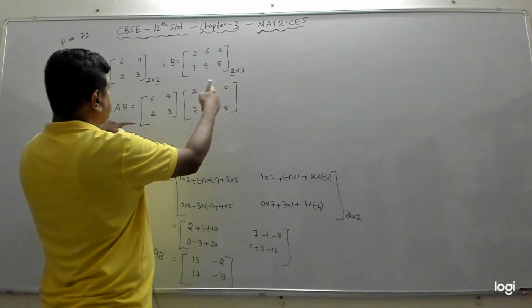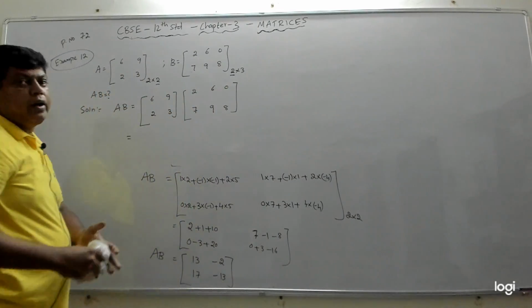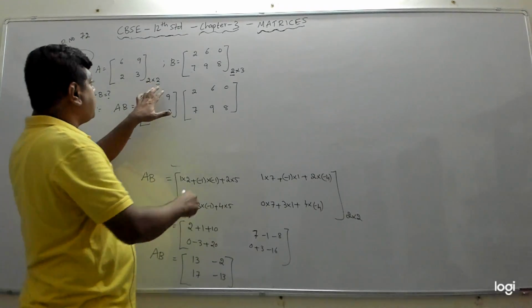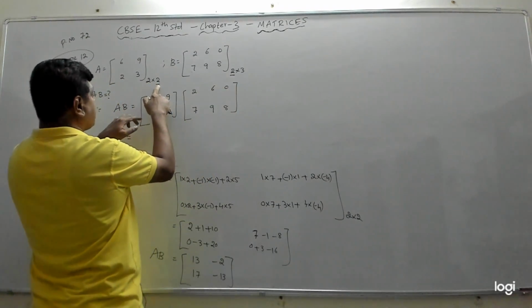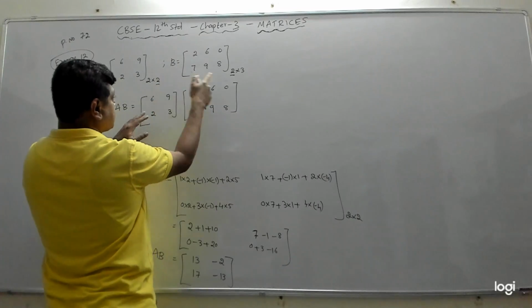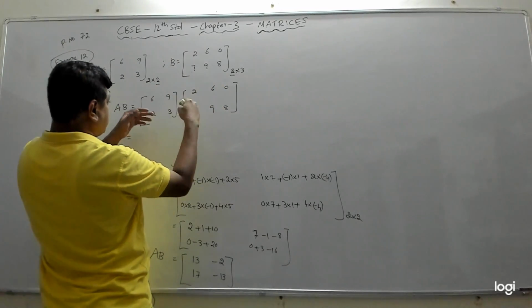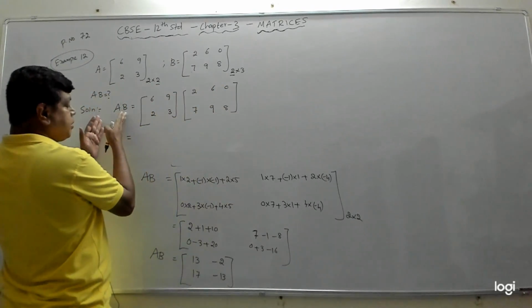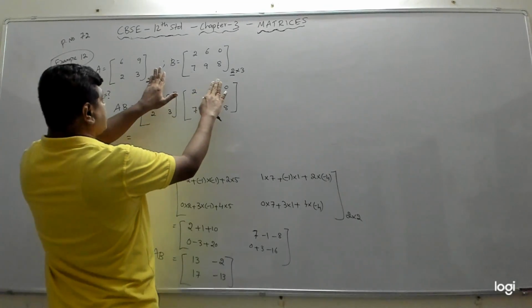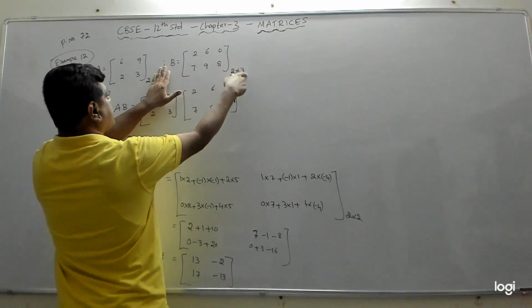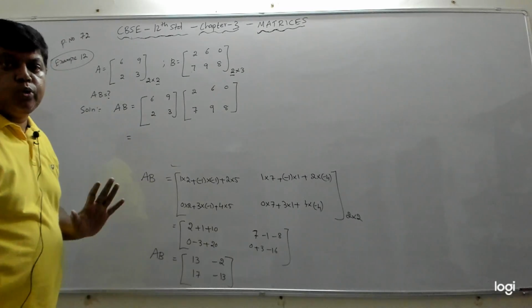Now, what will be the order of the resultant matrix? If I multiply a 2 cross 2 matrix with a 2 cross 3 matrix, then the number of columns is matching with the number of rows, so matrix multiplication is possible. The final AB matrix order will be, I have to close this 2 and this 2. This is 2 cross 3. The final matrix will be of order 2 cross 3.